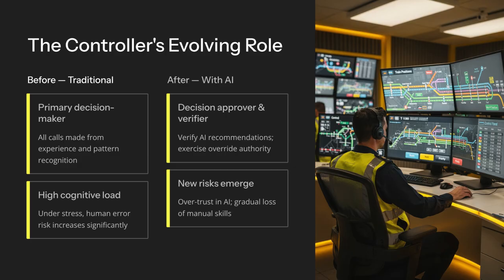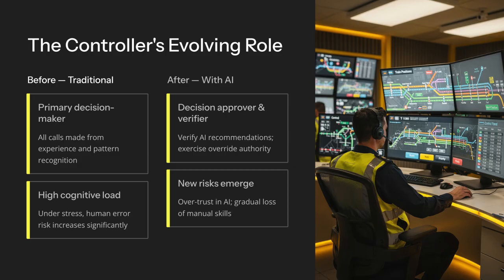Before AI, the controller sees a problem, they think through the options, they make a decision, reroute, delay, cancel, they implement it, and they are accountable for the outcome. That's a clear, complete loop. One person, full ownership. After AI, the loop looks different.